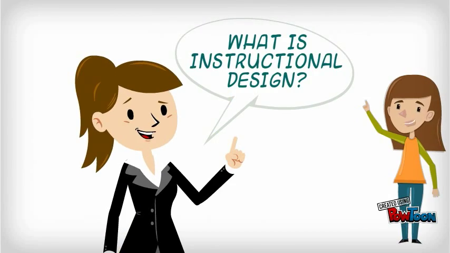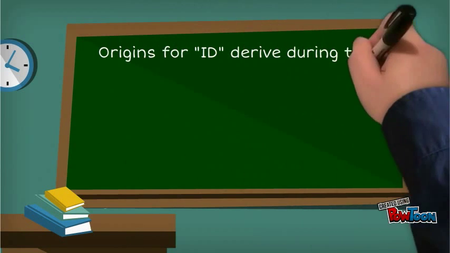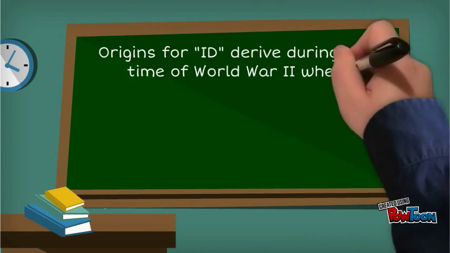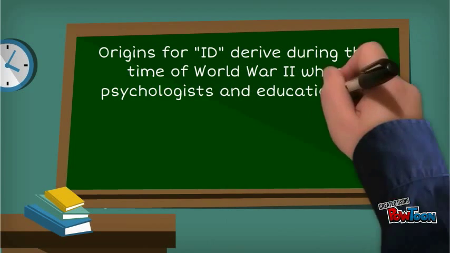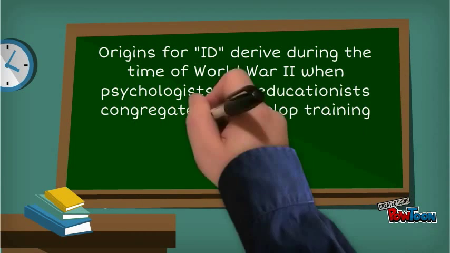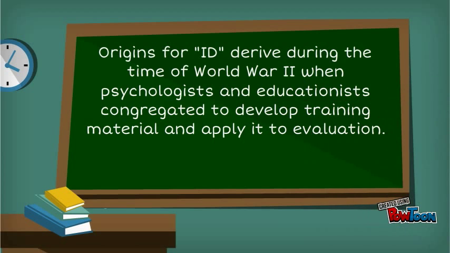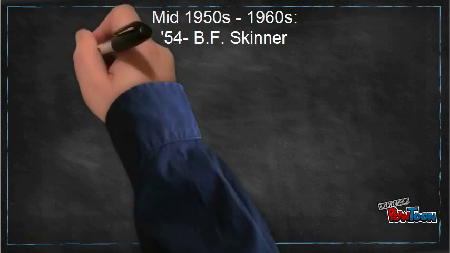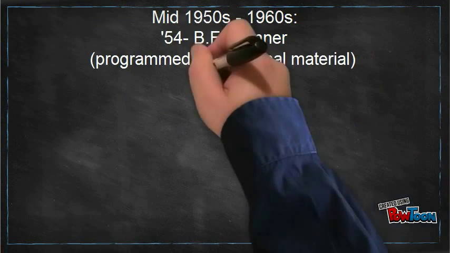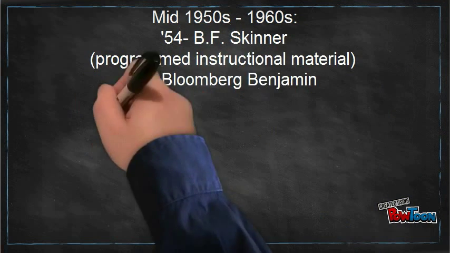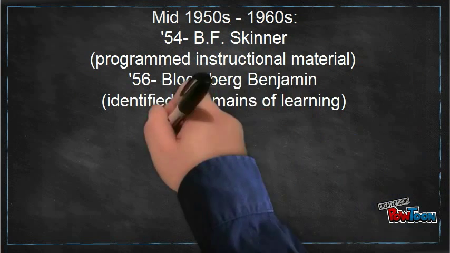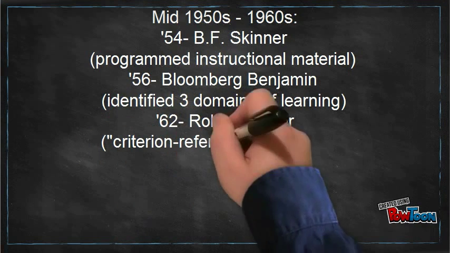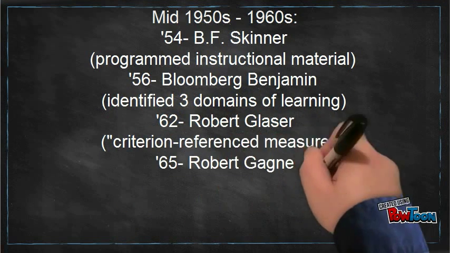The origins of instructional design derive from the time of World War II, when psychologists and educationists alike congregated together to develop training material and apply it to its evaluation. Now, looking at some dates between the mid-1950s and 60s, in 1954, B.F. Skinner was able to program instructional material. In 1956, Benjamin Bloom was able to identify 3 domains of learning. In 1962, Robert Glaser introduced criterion-referenced measures, and in 1965, Robert Gagne identified the 9 events of instruction.